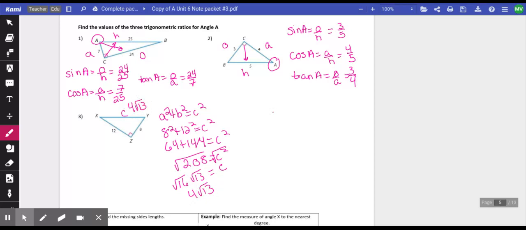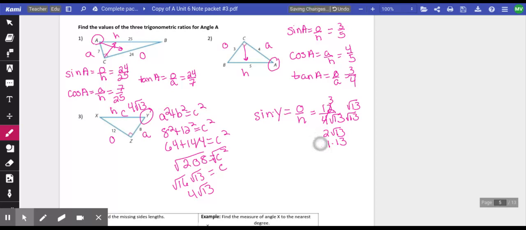Now here it said angle A, but this triangle doesn't have an angle A. So let's actually do it for y. So C is my hypotenuse, 12 is opposite, 8 is adjacent. So the sine of y is opposite over hypotenuse, so it's 12 over 4 radical 13, which we need to simplify. So we multiply by radical 13. So that's 12 radical 13 over 4 times 13. Actually, before I do that, I'm going to divide 12 by 4 and say 3. So it's 3 radical 13 over 13.